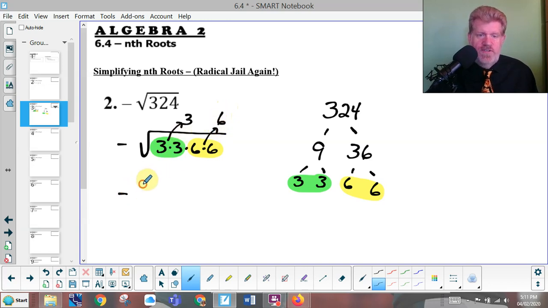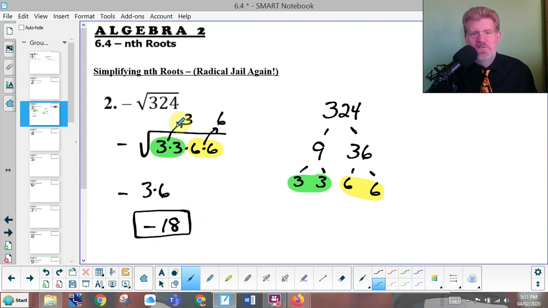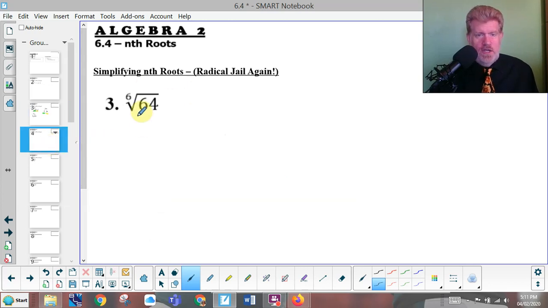So we have 3 times 6, which is negative 18. 18 times 18 is 324. But you don't have to remember those things, because you guys know my ability with numbers is not always good. My ability with thinking through things is pretty good, but my ability with day-to-day numbers is not the best. Oh my goodness.